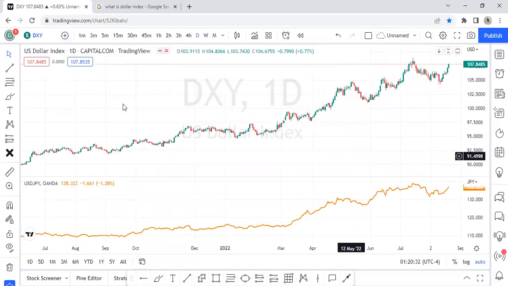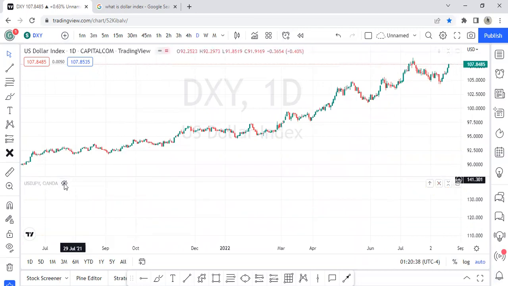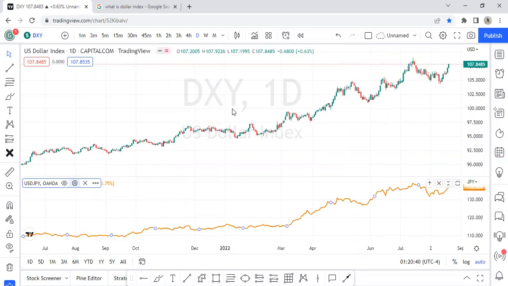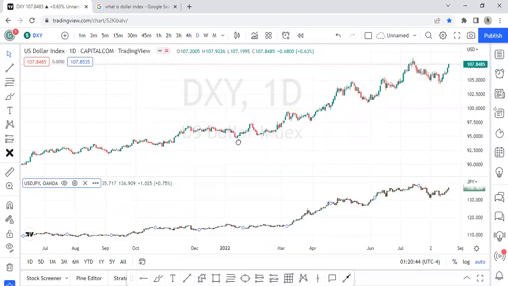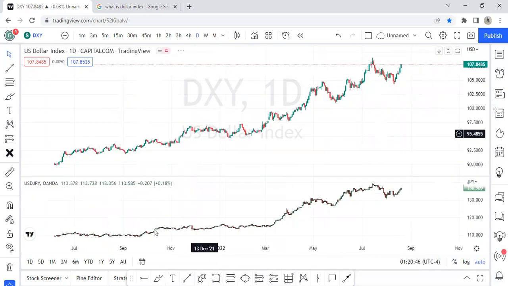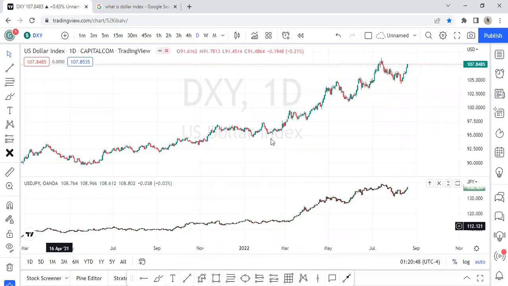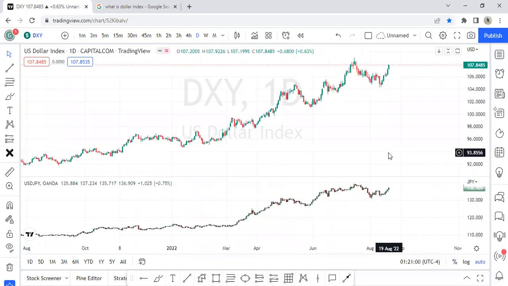So this is the USD JPY below. So this is the USD JPY just down here. So right, so this makes it a line and a candlestick chart, right? So can you see what I've just been saying? So this is the USD JPY down here, and this is the DXY up there. So you can see that as the USD has been trading upwards, the pair USD JPY has been trading upwards, right? Just look at it, just compare them.